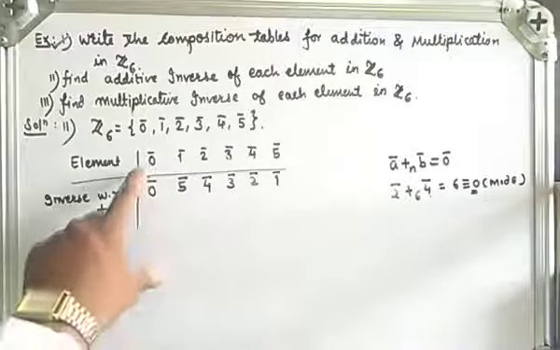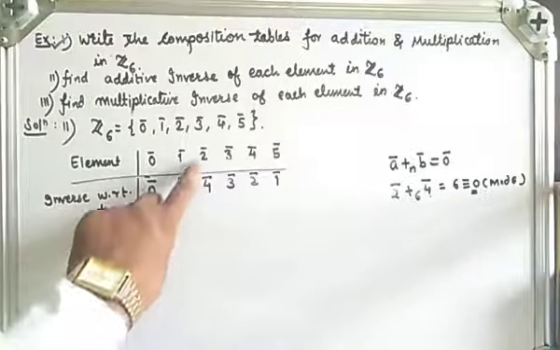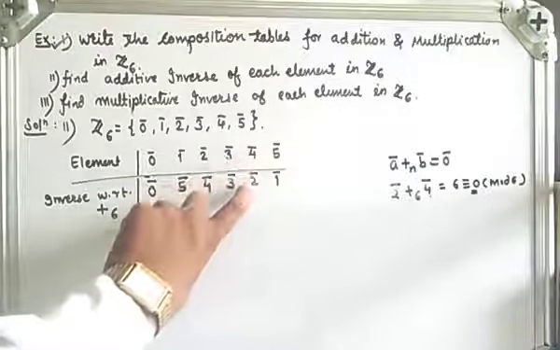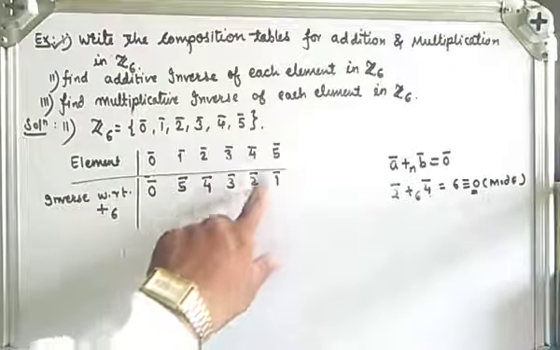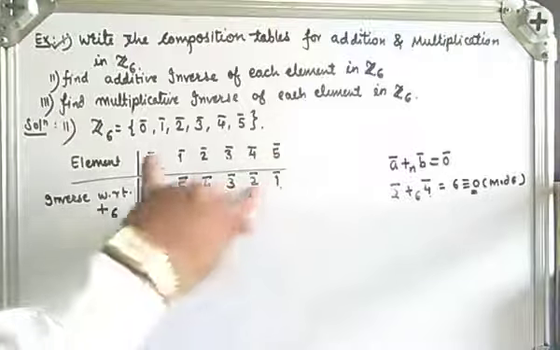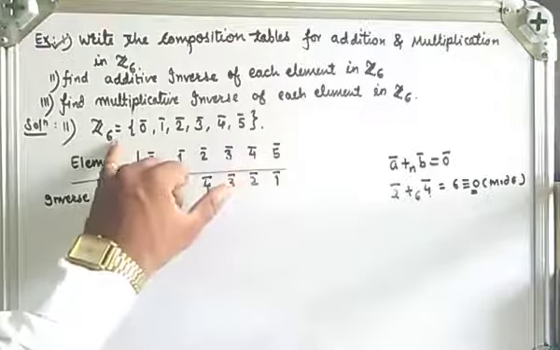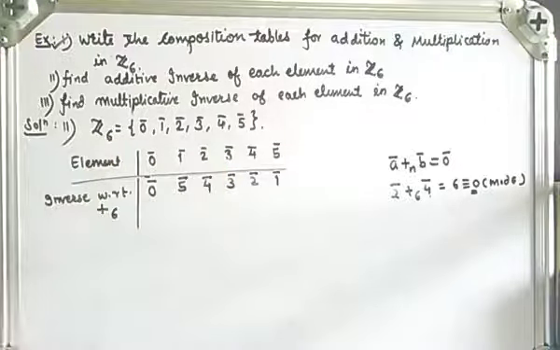Means here additive inverse of 0 is 0, additive inverse of 1 is 5, additive inverse of 2 is 4, additive inverse of 3 is 3, additive inverse of 4 is 2, because addition of these numbers will finally give 0. Here 5 plus 1 is 6, 6 modulo 6 again 0, 4 plus 2 is 6, and 6 modulo 6 will be 0, 3 plus 3 is 6, 6 modulo 6 will be 0, like this, right? So this is the inverse of an element in Z6 in the addition operation.